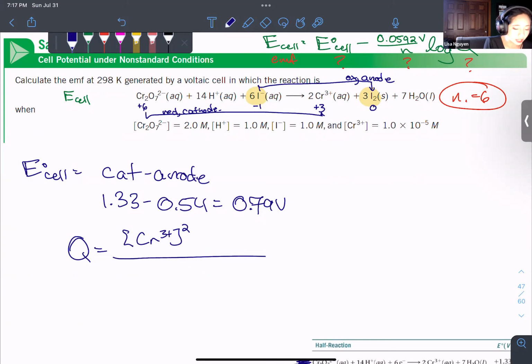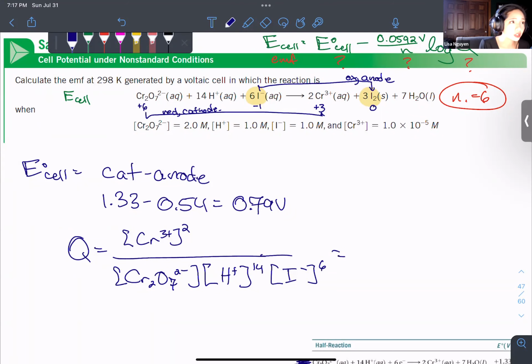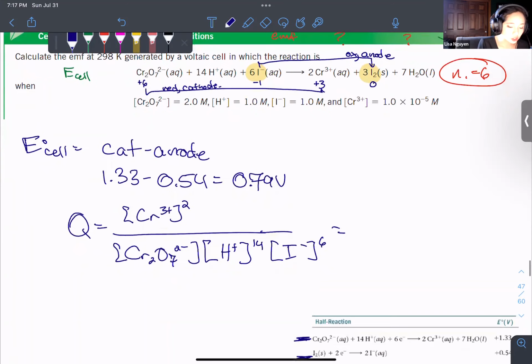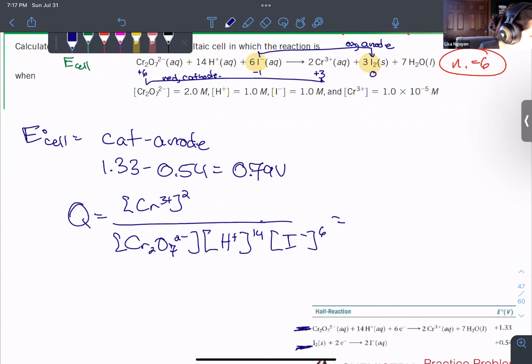So then let's look at the reactants. We have dichromate, and there's just one of them, so no exponent. We have H plus to the 14, so an exponent of 14. And then we have I minus, also, all of those have concentrations, and it's to the 6th power. And so I'm going to just plug in those numbers that the question gave us so we can get Q and plug it into the Nernst equation.